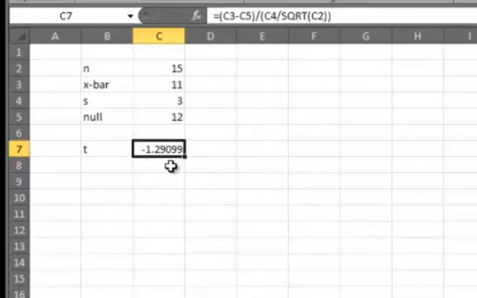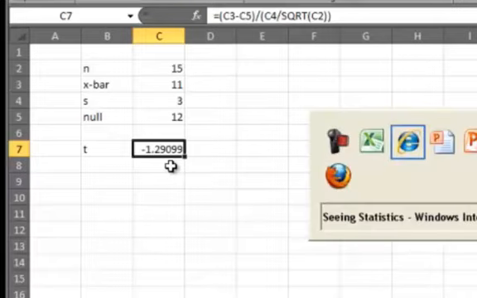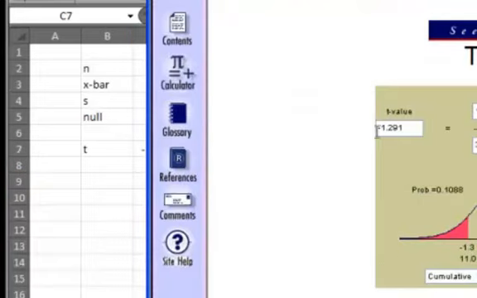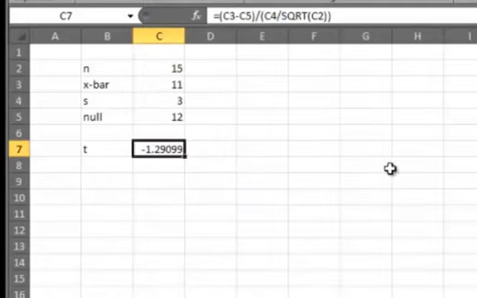And I get a minus 1.291, the same thing that I had gotten from the little Java applet here, a minus 1.291. Great.